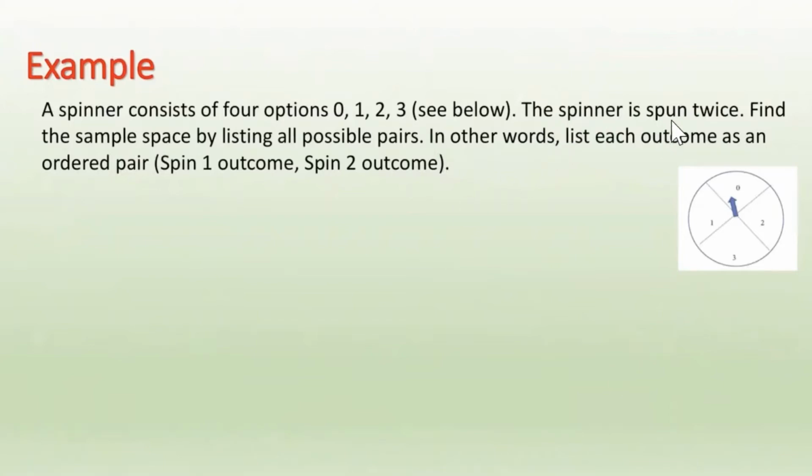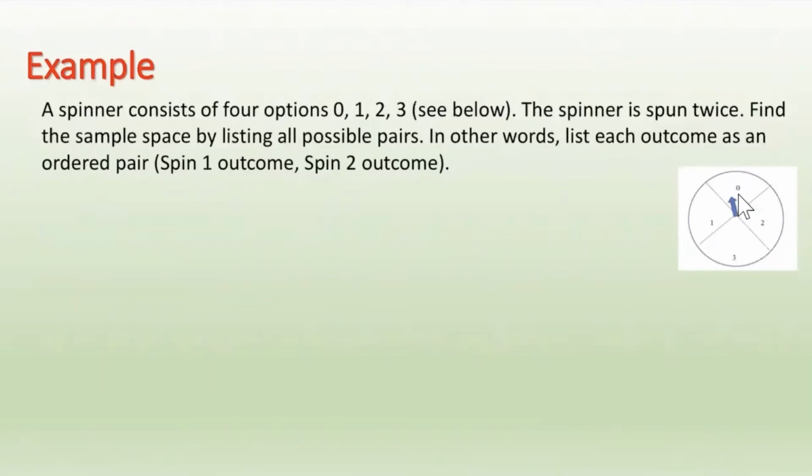The spinner is spun twice. We have to find the sample space by listing all possible pairs. In other words, list the outcome of the ordered pair for spinning 1 and 2. So let's try the table this time again.